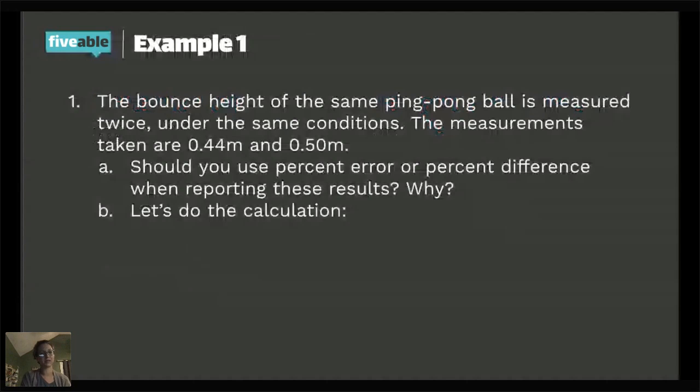Okay, so our first one is the bounce height of the same ping pong ball is measured twice under the same conditions. So a lab group drops the ping pong ball from the same height onto the same surface, and measures how high it bounces. And those 2 different measurements are 0.44 meters and 0.50 meters. So should you use percent error or percent difference when you're reporting these results?